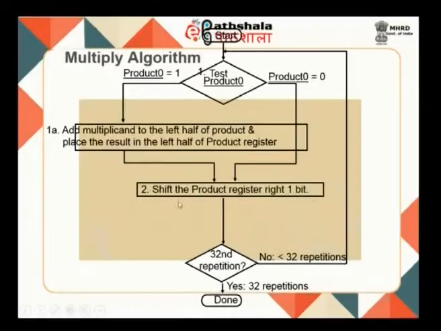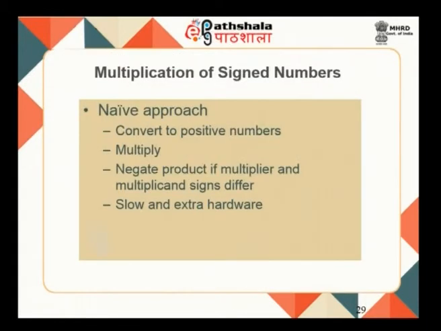So, initially you have a product of 0. So, you check the multiplier bit, and depending upon the multiplier bit being a 1 or a 0, you add the multiplicand if it is a 1 and then do a shift right, or just add zeros and do a shift right. So, do it 32 times and then stop your operation. The final product is available in the product register.